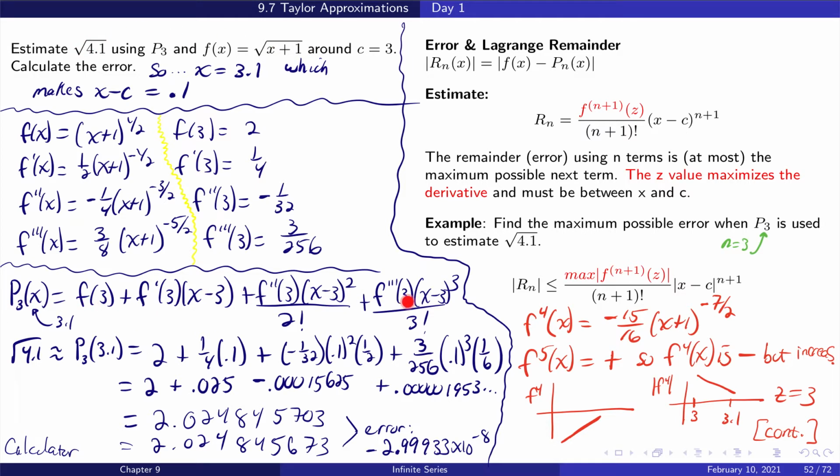So if you start with your P3 polynomial format, we want f of 3 plus f prime of 3 times (x minus 3), plus f double prime of 3 times (x minus 3) squared over 2 factorial, and f triple prime of 3 times (x minus 3) cubed over 3 factorial. Your c value is 3, which is substituted everywhere you see a 3, and then in the end we're going to substitute 3.1 for x, but we're going to hold off on that for a minute.